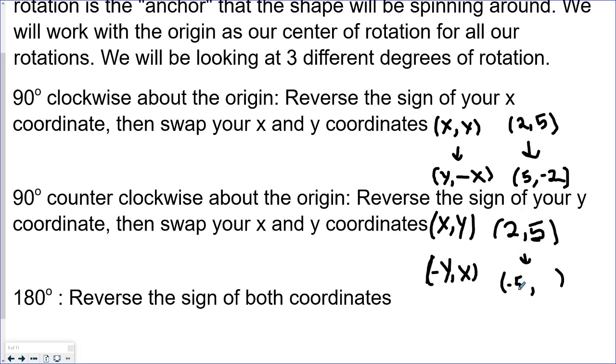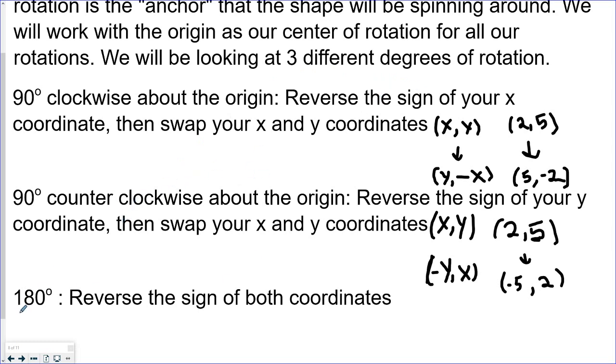So -5, 2. So these are tricky because they have 2 steps to them, and it's a little bit hard for some students to remember which one is the x one and which one is the y one. So it just takes a little bit of practice. So clockwise, reverse your x and then swap. Counterclockwise, reverse your y and then swap.